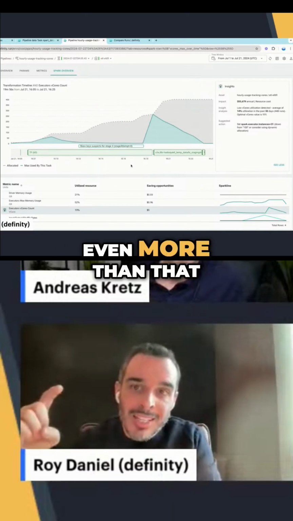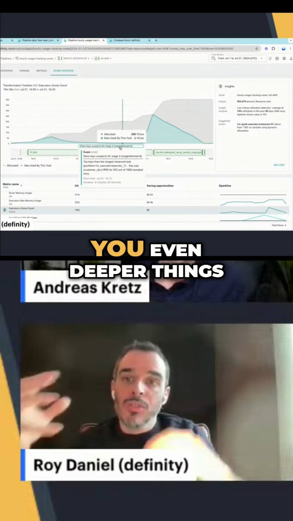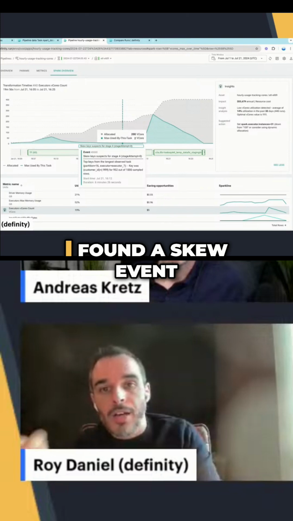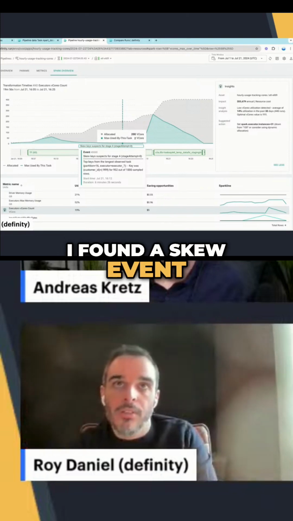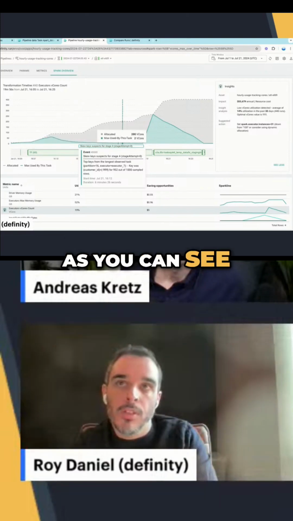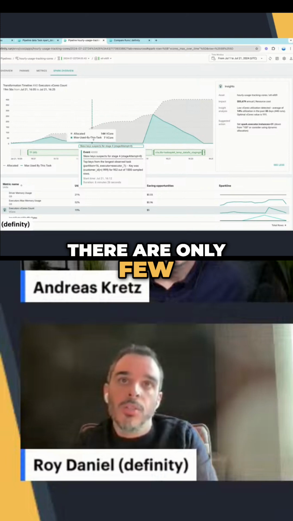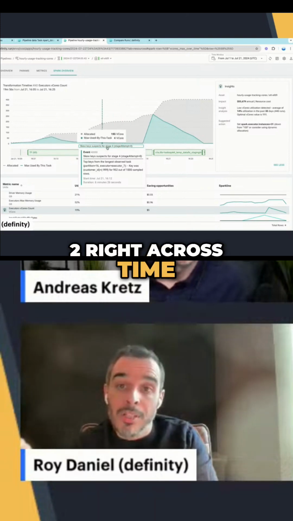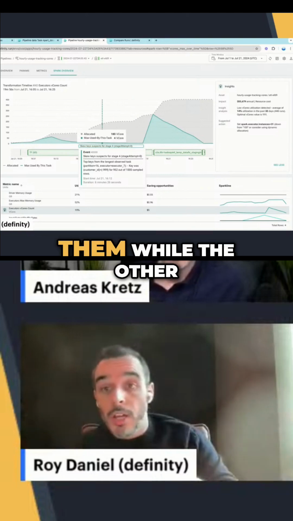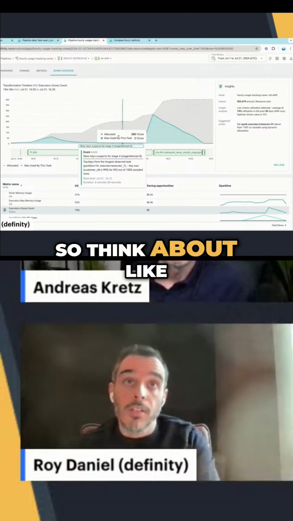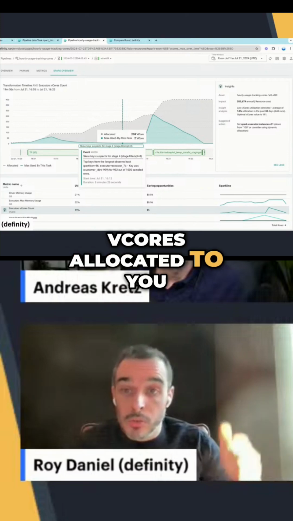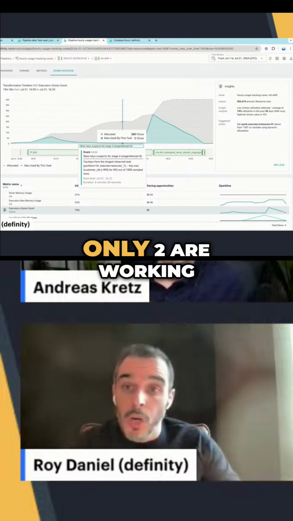Now, crazy, even more than that, Definity actually tells you even deeper things like data skew or memory spill, and tells you, hey, I found a skew event that happens here. As you can see, there are only few CPUs here that are, or even one or two, right, across time, because we are overworking them while the other ones are just sitting idle. So think about like this point in time, you have 200 vCores allocated to you, 200 CPUs allocated to you, only 2 are working.